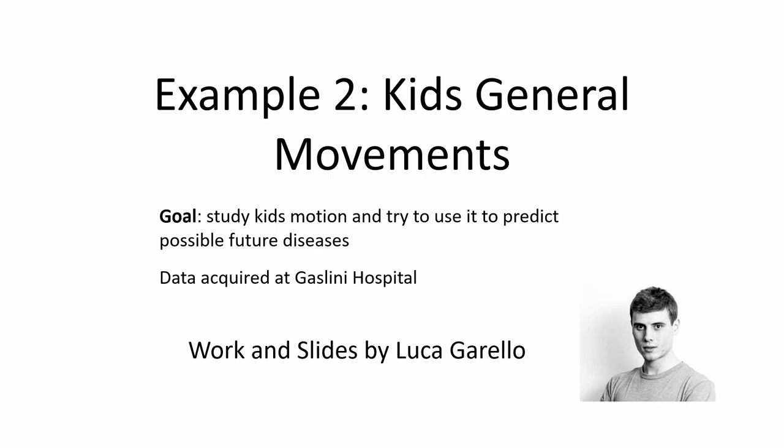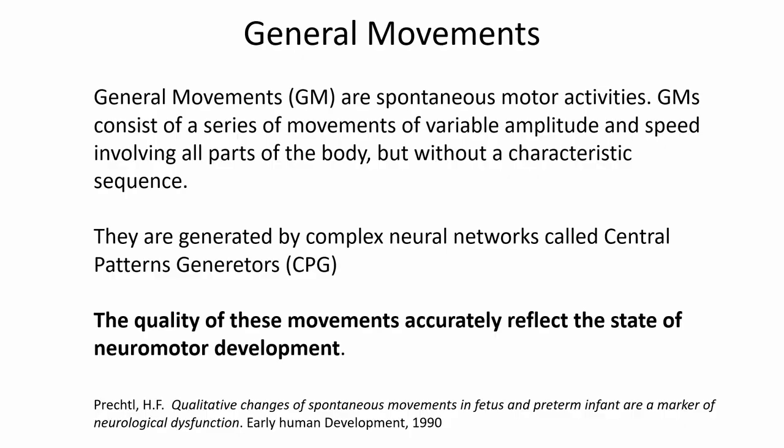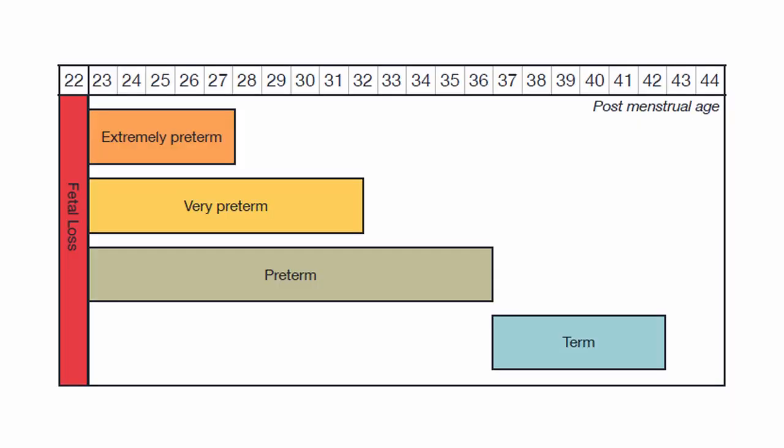Another application was done by a thesis student, Luca Garello, and it's about general movements. What are general movements? We are talking about kids. Kids can be born at term if they are born after the 38th postmenstrual week. They can be born preterm if they are born before this time point. All the kids have a certain way to move when they are really small, at the beginning of their birth.